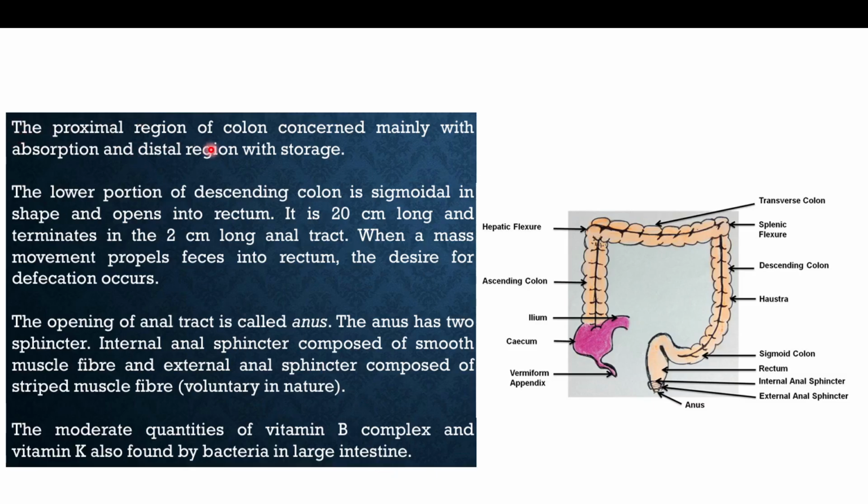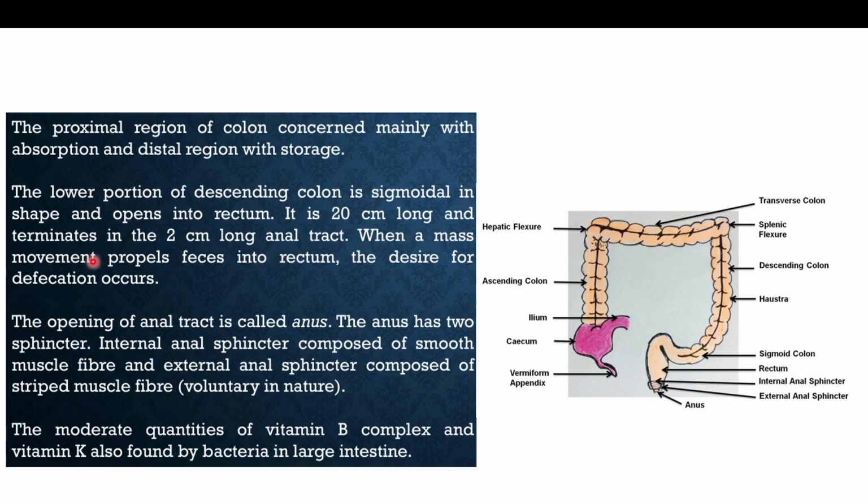Then comes the proximal region of the colon, concerned mainly with absorption, and the distal region with storage. The lower portion of the descending colon, this one here, is the sigmoid colon, because of the sigmoidal shape that it has here, and it opens into the rectum. It is 20 centimeters long and terminates into the 2 centimeter long anal tract.